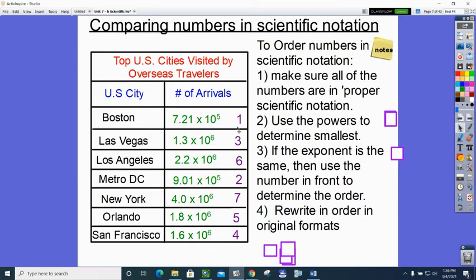I'm kind of taking a quick way of just putting the numbers out here. So first would be Boston, second would be Metro DC, and so forth. Okay, so let's take a look.